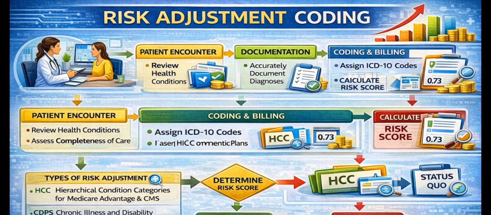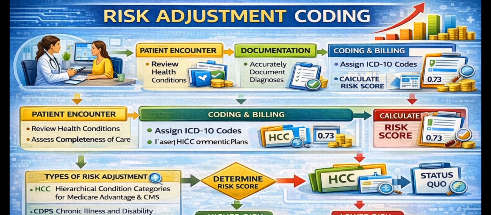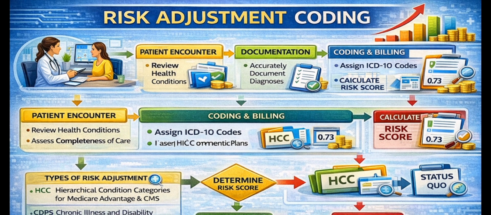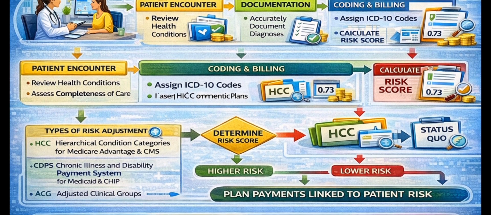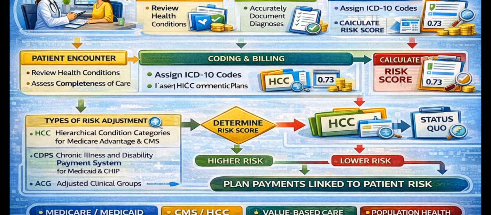So next we will talk about the documentation. What are the documentation requirements in the diagnosis for coding and billing? Assess the ICD-10 code for this coding. So next is calculating the risk score.